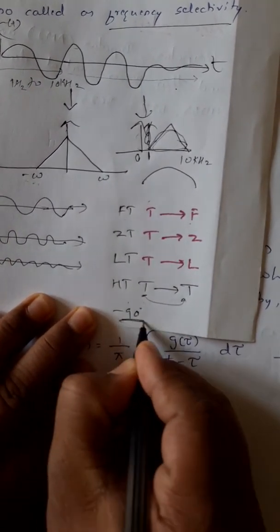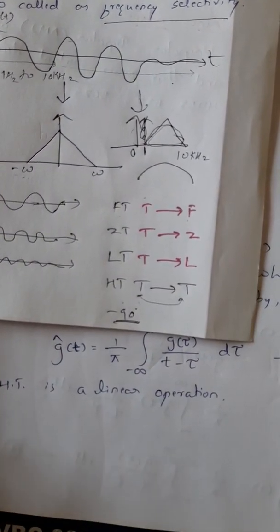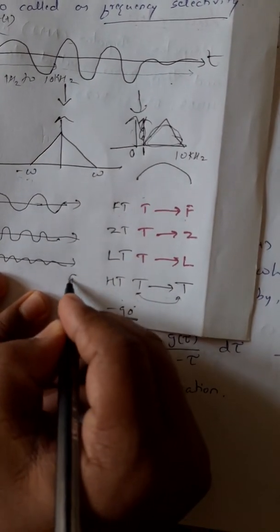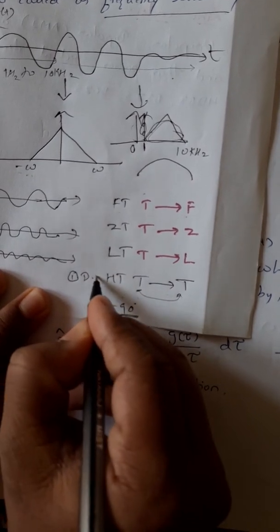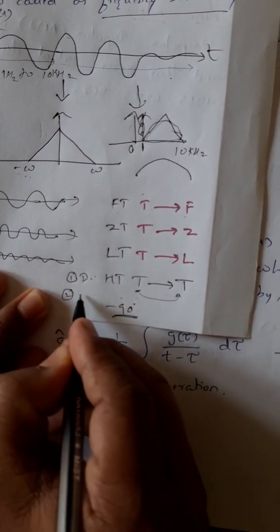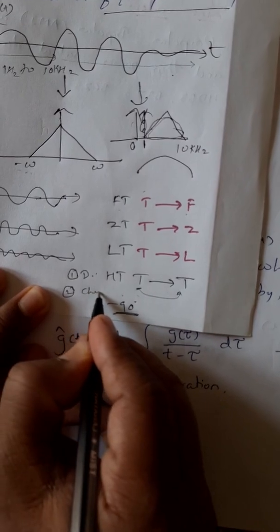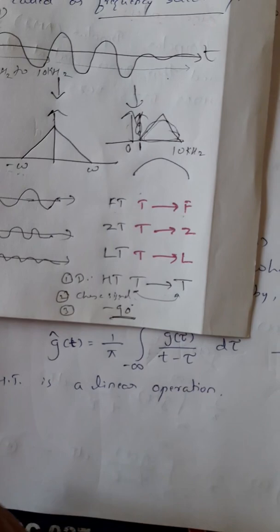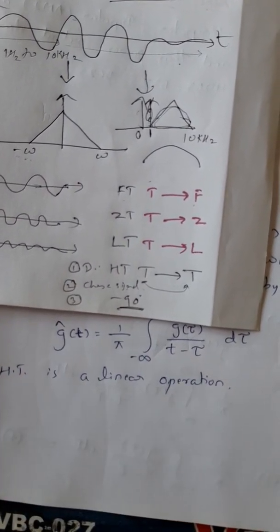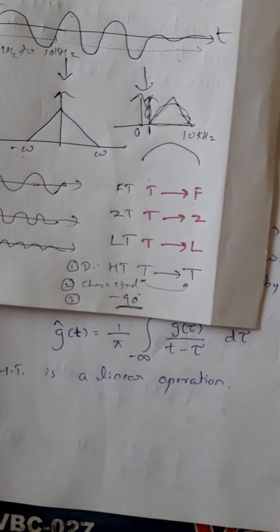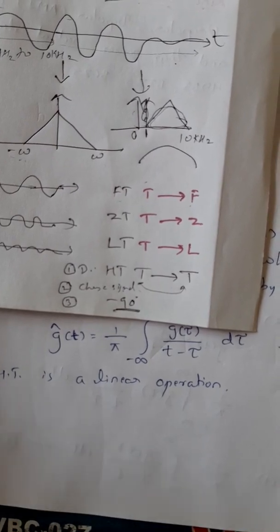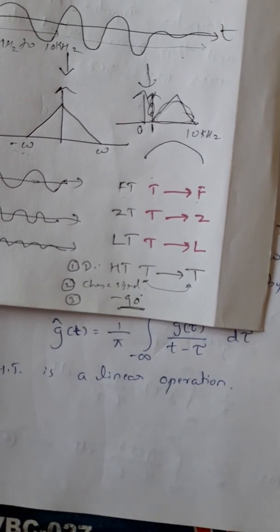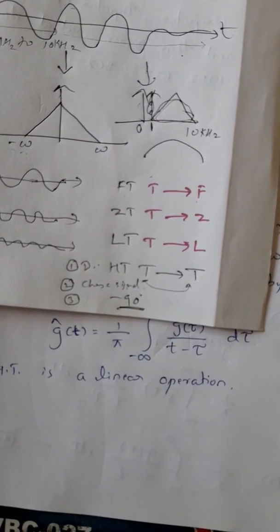This is what the basic definition says. The definition I will take afterwards, but as of now, the first point is that the domain will not get changed. Second point, there will be a change in the signal itself. Third point, what it does is shift the signal by minus 90 degrees. How it does that, we will see in a few seconds. So it will shift the signal by minus 90 degrees.